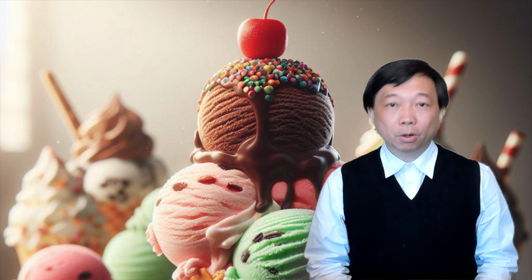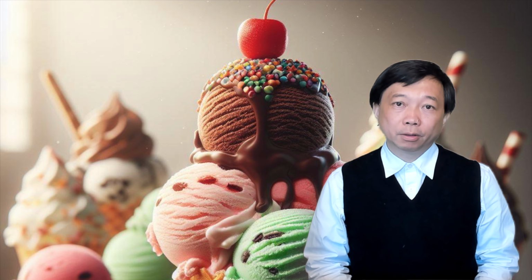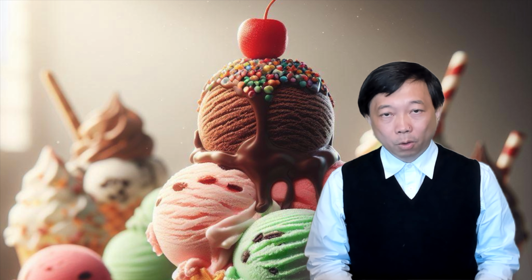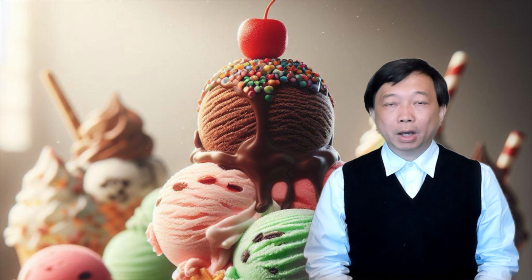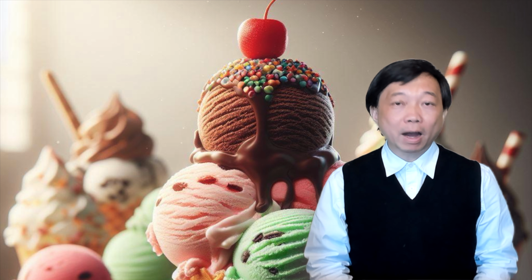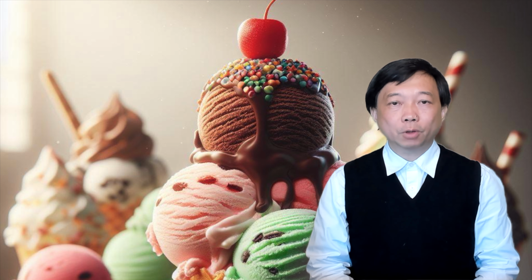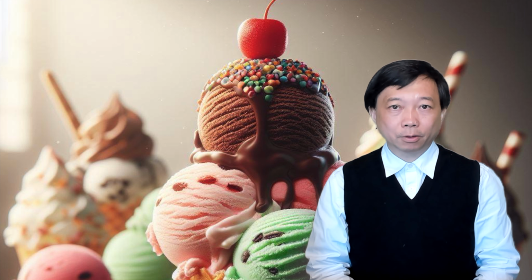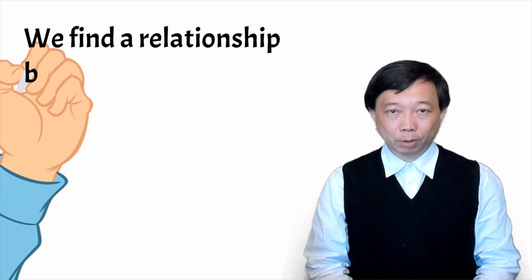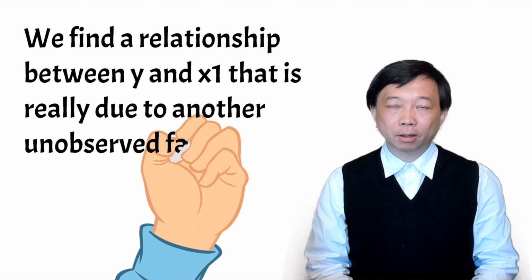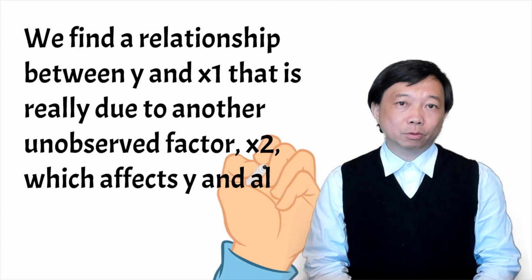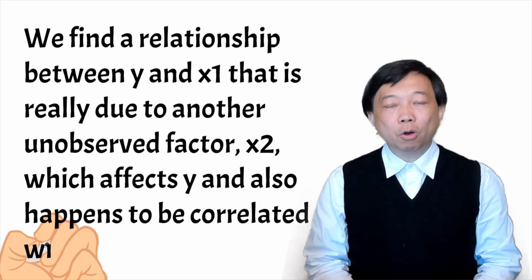Definitely no, because we miss a very important factor here, that is the hot weather in the summer. It leads to more wildfires, and it also results in a higher consumption of ice cream. If hot weather is omitted from the model, we will have a spurious correlation between wildfires and ice cream sales. That is, we find a relationship between y and x1. That is really due to another unobserved factor, x2, which affects y and also happens to be correlated with x1.